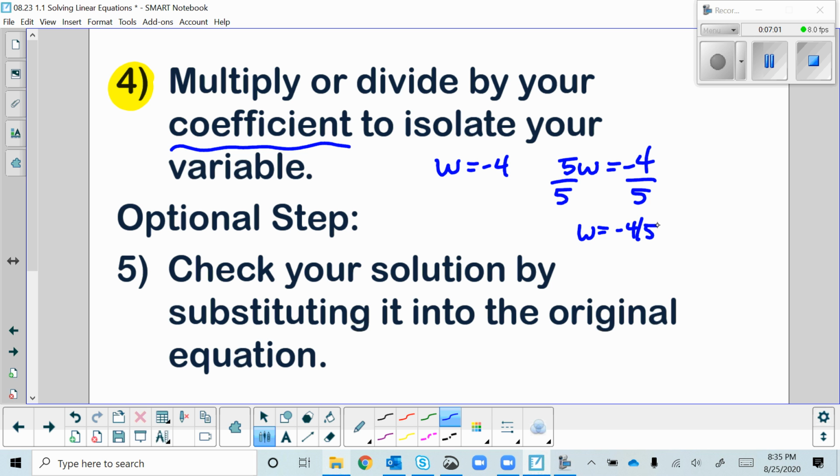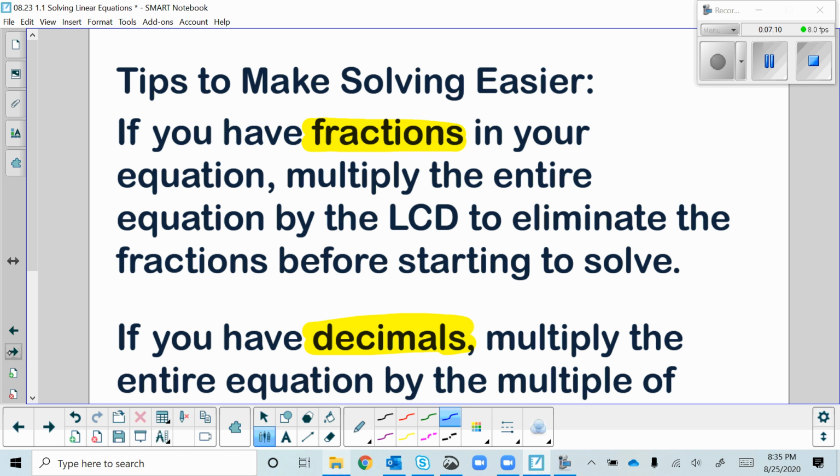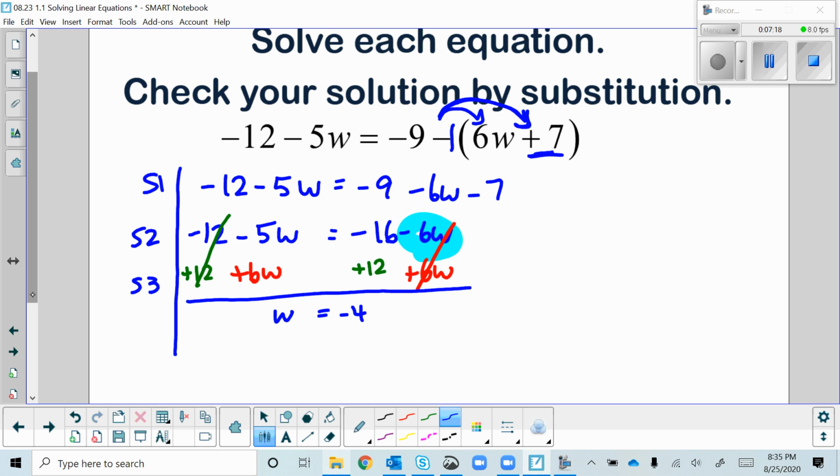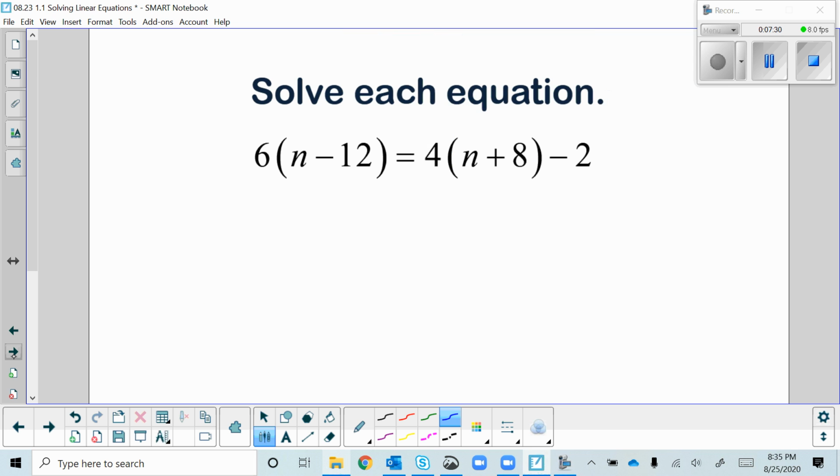And the last optional step is check your solution by substituting it into the original equation. That's a very wise thing to do, but we're not going to, just to save some time, but you are welcome to do that on your own time. And then we box our answer. Right? So what I'd like for you to do is pause the video and try this next problem all on your phone.